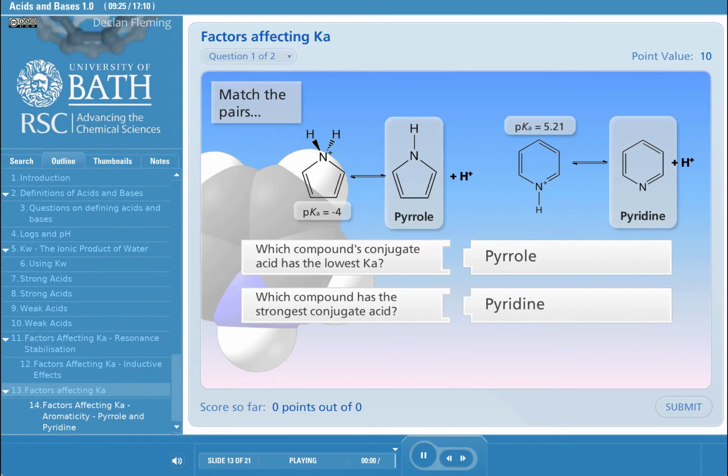Have a look at these two compounds, which we might expect to act as a Lewis base just like ammonia or an amine. We can examine their behaviour as a base by considering the pKa of their conjugate acid. Match up the compound with the correct statement and click Submit to carry on.